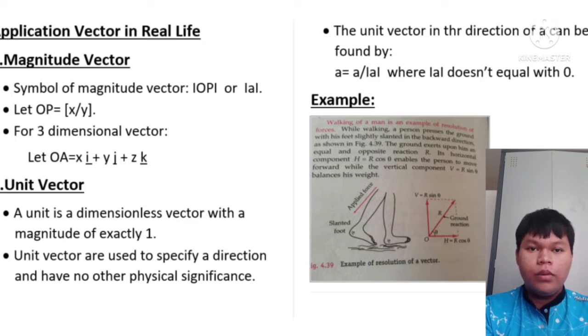An example of a man is an example of resolution of force. While walking, a person pushes the ground with his feet slightly slanted in the backward direction, as shown in Fig. 4.39. The ground exerts upon him an equal and opposite reaction R. R's horizontal component H equals R cos theta, which enables the person to move forward, while the vertical component V equals R sin theta, which balances his weight.